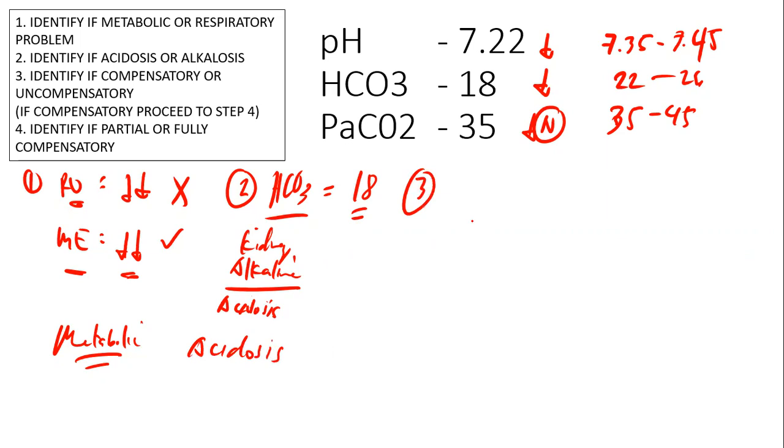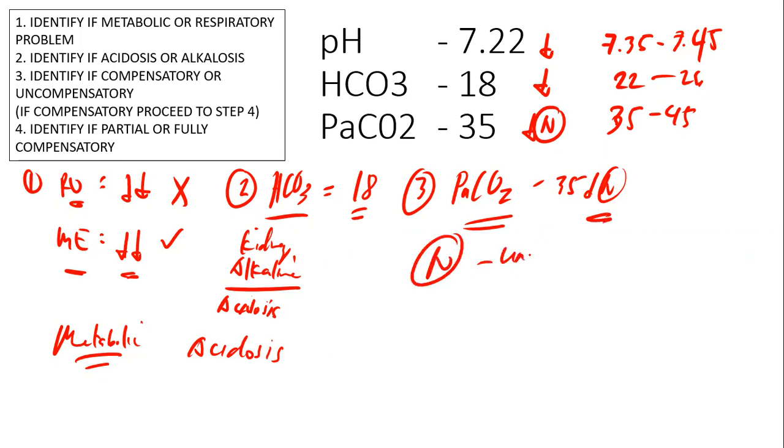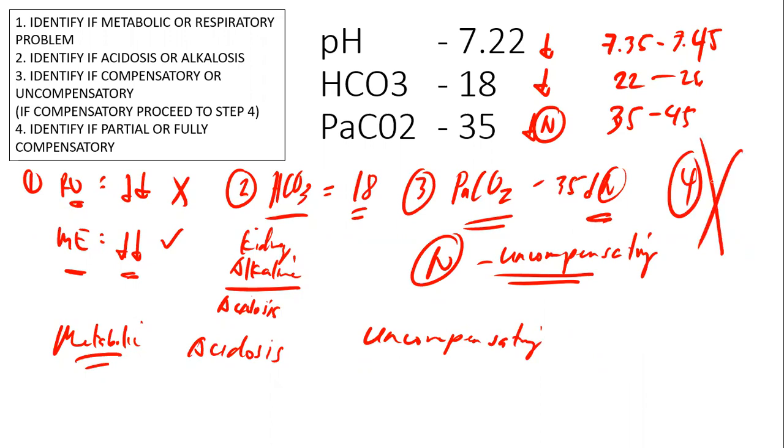Now number 3, take a look at the counterpart, no, or your lungs. Kasi ang problema natin ng kidney, tingnan natin si lungs. Ano bang ginagawa ni lungs? 35, mababa pero normal. Ano nga yung ibig sabihin? Pag normal yung counterpart, ibig sabihin uncompensatory. So, this is metabolic acidosis, uncompensatory. Now, pag uncompensatory, hindi na tayo pupunta sa step number 4 kasi hindi naman natin kailangan malaman kung partial or fully kasi nga hindi na siya nagko-compensate. Alright? So, I hope nakuha niyo yung tamang sagot.